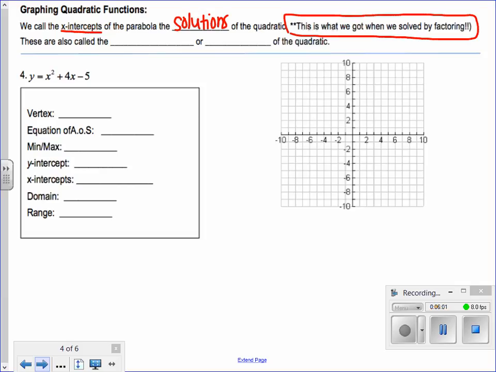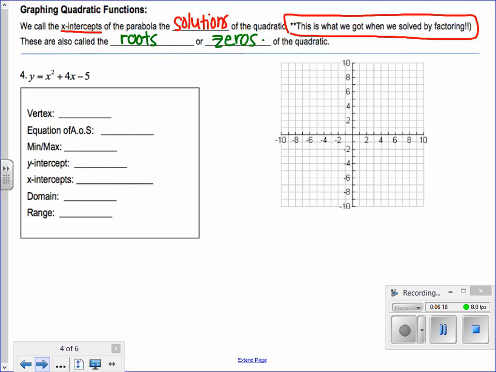Now, there are other words that we use to describe the solutions. We can also call them the roots of the parabola or the zeros of the parabola. All right, zeros, roots, solutions, and x-intercepts, they are all the same thing.